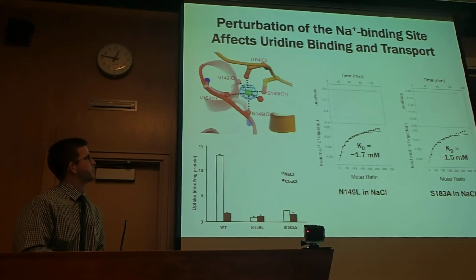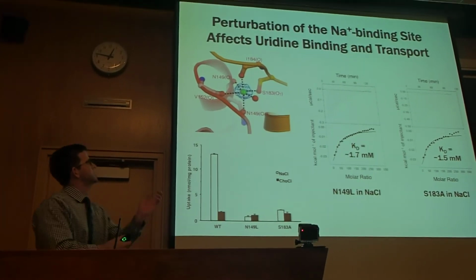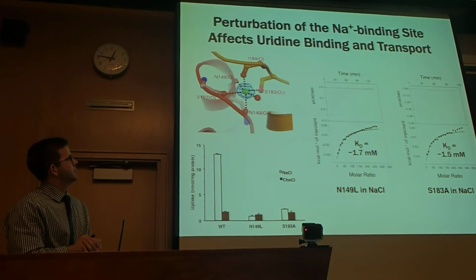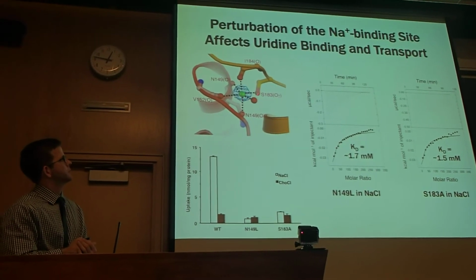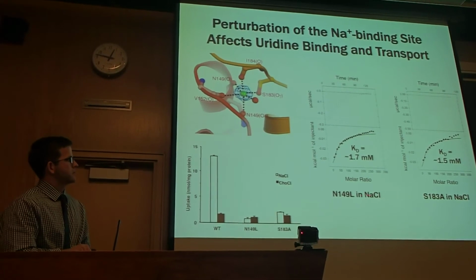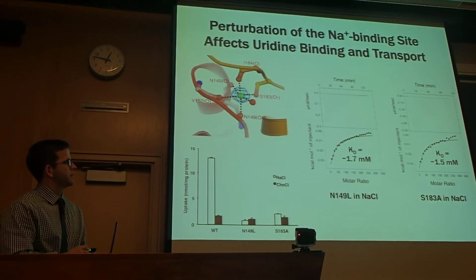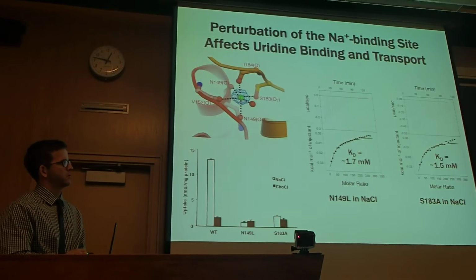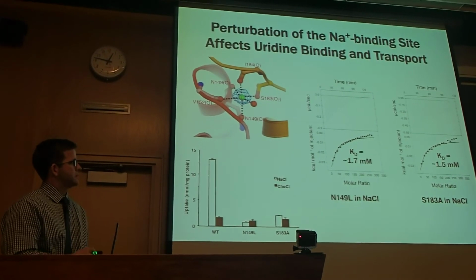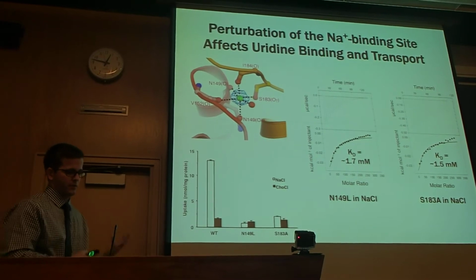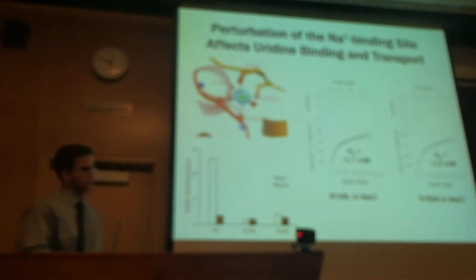Additionally, if you perturb the sodium binding site by mutation, so we mutated the side chain residues that coordinate the sodium, even in the presence of sodium chloride, we see a significant loss of binding affinity comparable to what we saw in potassium-only conditions, suggesting that sodium has to be bound in order for efficient nucleoside binding to occur.